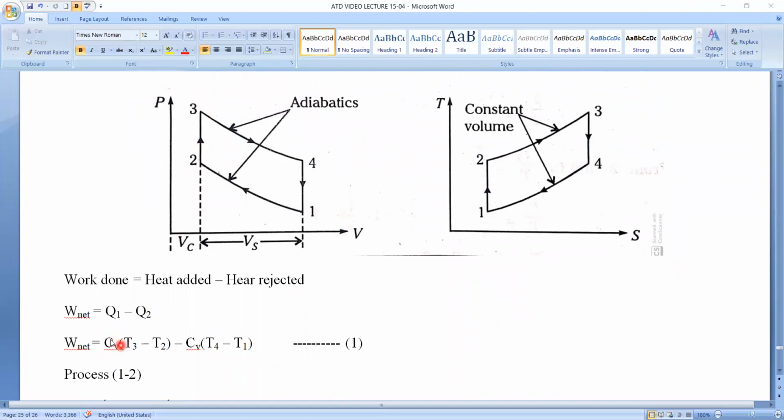Basically the capital CV is the product of mass into specific heat at constant volume. This product will give you the capital CV. That is, capital CV stands for heat capacity. So basically we write the equation as m Cv into temperature difference. But instead of m Cv, let me write capital CV. So this is the heat capacity.